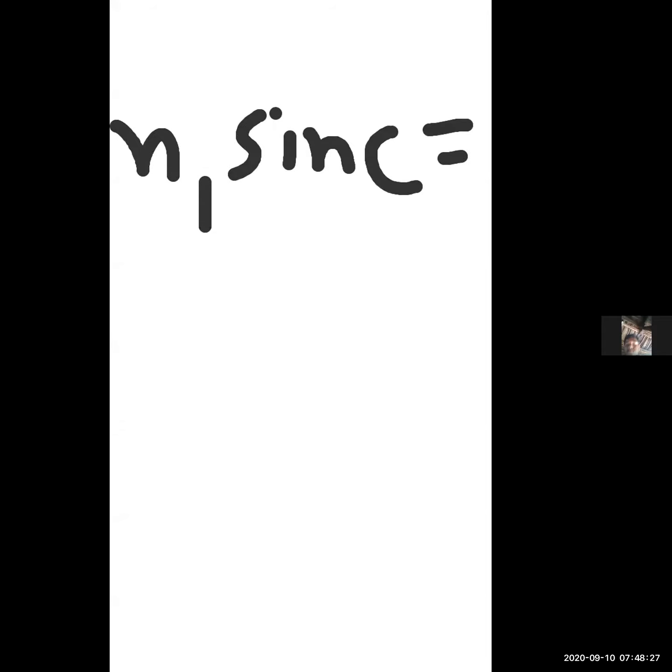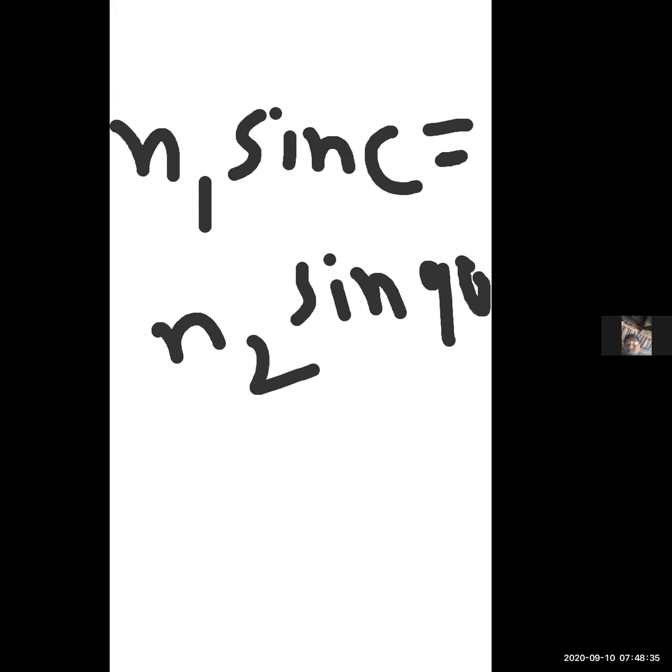Then below that, N1 sin C, write C in place of I, is equal to N2 sin 90. Write this on the right side of the equal sign, I am writing it below in place of I. N1 sin C is equal to N2 sin 90.